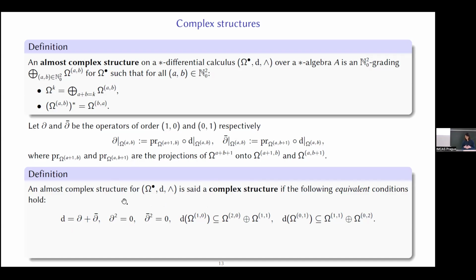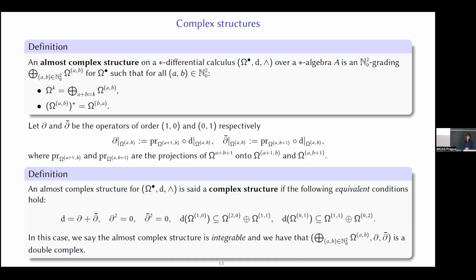And equivalently, this you can prove, is not part of the definition. You can prove that this is equivalent to having that partial squared is 0, bar partial squared is 0, and that d on the (1,0)-forms is contained inside the (2,0) plus the (1,1), and d on the (0,1)-forms is (1,1) plus (0,2).